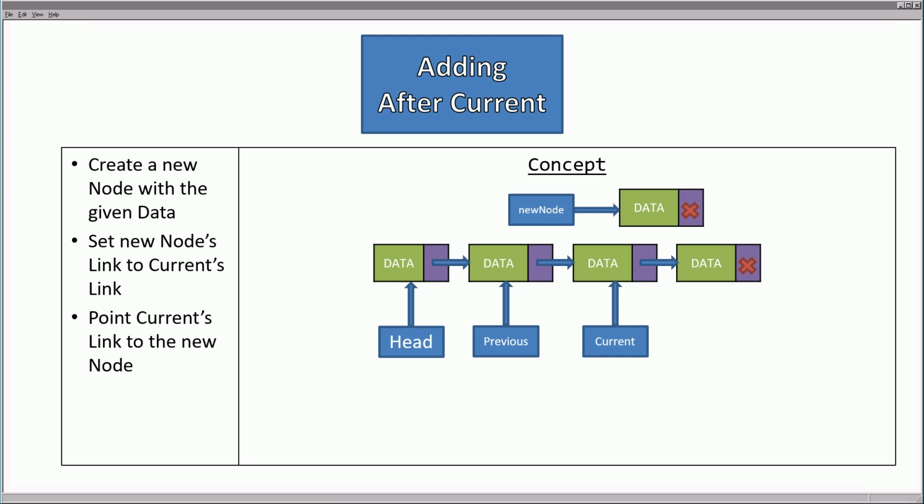So if we create this new node, all we have to do is now take the current link and have the new node point to that. After that, we take the current.link and have it point to the new node. Thus, it adds this new piece of data in between here and here, and so it's just simply added. Let's take a look at this in code.